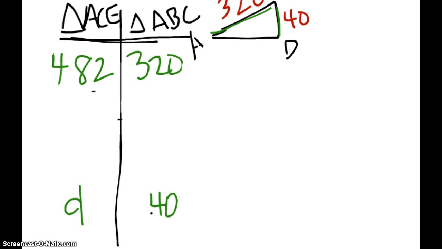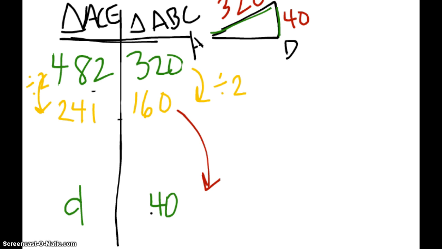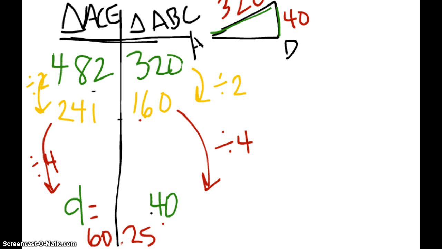So let's go ahead and just divide 320 by 2. Well, 32 divided by 2 is 16, so that's 160. And then divide by 2 over here, that's going to be 241. All right, now it might be a little bit easier for us to see the relationship between 160 and 40. From 16 to 4, you can divide by 4. So 160 divided by 4 is 40. So over here, let's divide by 4 because we have a proportion. So 241 divided by 4 is 60 and 25/100ths.